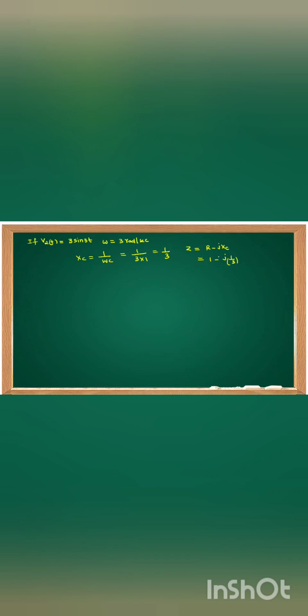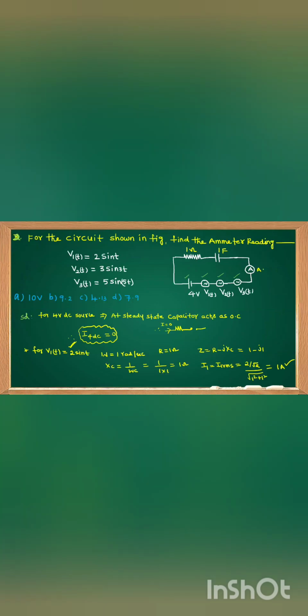X is 1 by 3. Then you have to write 1 minus J by 3. Then you find what is I2 corresponding to this. But here I am calculating RMS current. Sir, why are you calculating RMS current? Take this as the AC meter. This meter is the AC meter, because you are measuring the AC current, so they use the AC meter.